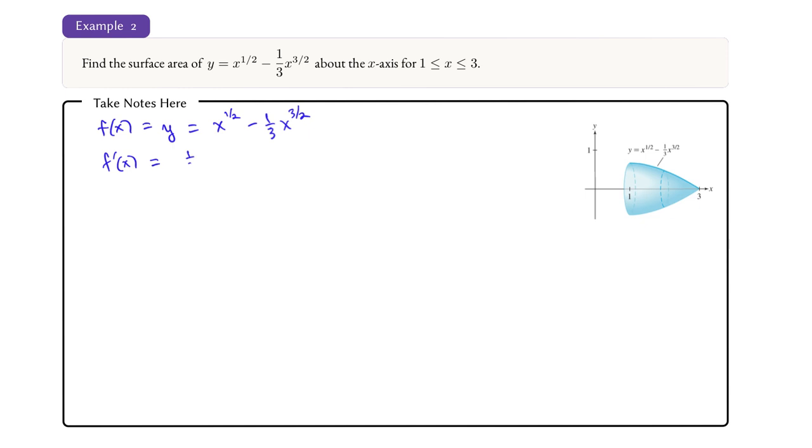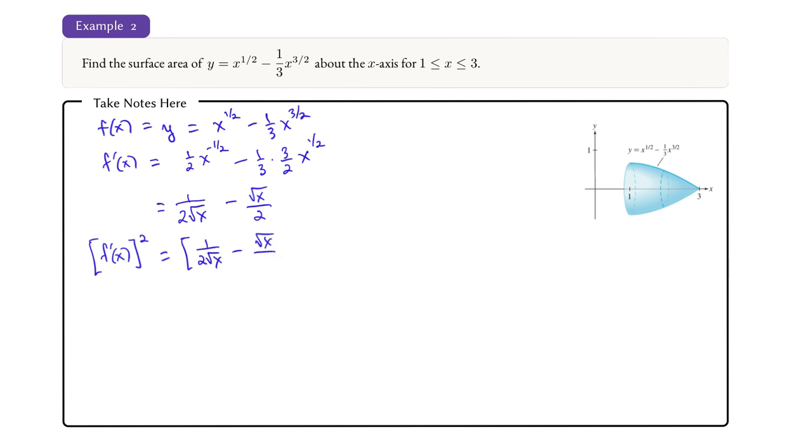y prime, or f prime of x, is therefore 1/2 x to the negative 1/2 minus 1/3 times 3/2 x to the 1/2. Rewriting this as 1/2 the square root of x minus the square root of x over 2. f prime of x squared is the square of this binomial, 1/2 root x minus root x over 2.